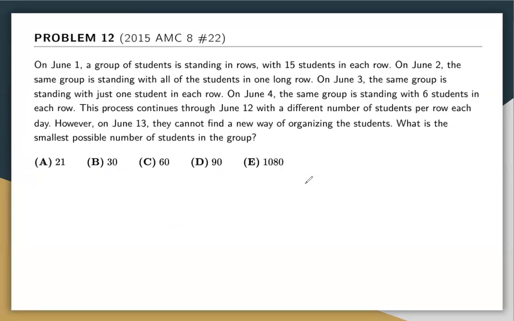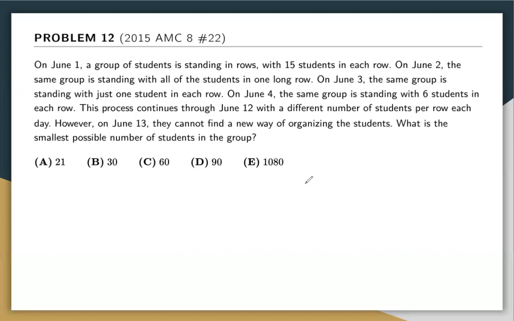And June 3rd, the same group is standing with just one student in each row, which means if you have 25 students, there are 25 rows because each row has one student. And June 4th, the same group is standing with 6 students in a row, which means the total number of students should be a multiple of 6. This process continues until June 12th with different numbers of students per row each day. So we did 1, we did 6, we did different numbers.